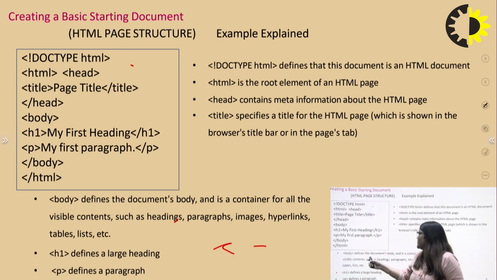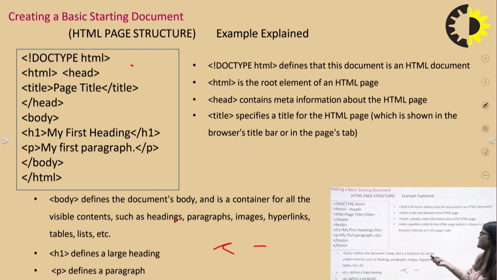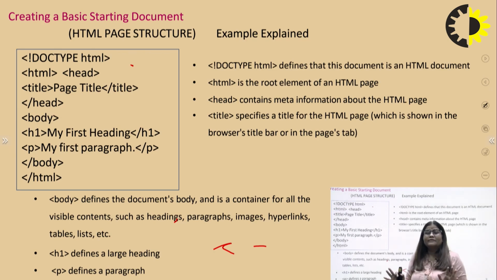Okay, so body defines the document body, and it is a container for all the visible content such as headings, paragraphs, images, hyperlinks, tables, lists, etc. Means whatever content we are creating on the web browser should be written within this body. Okay, next.